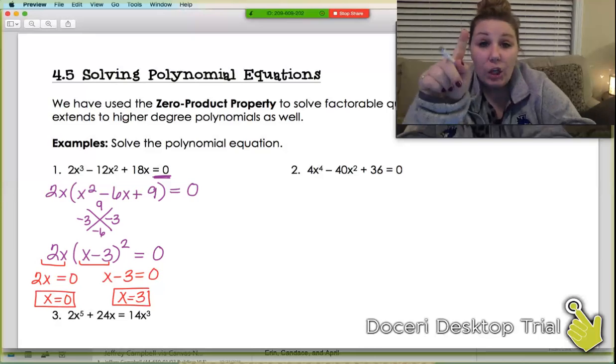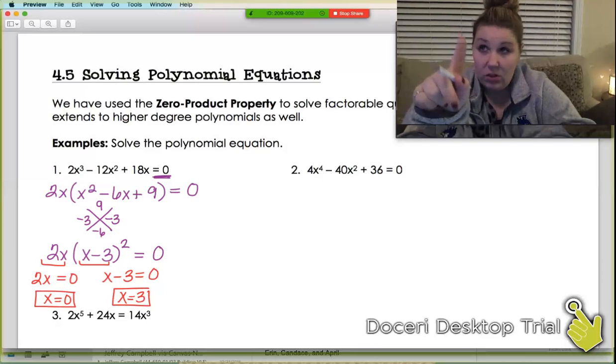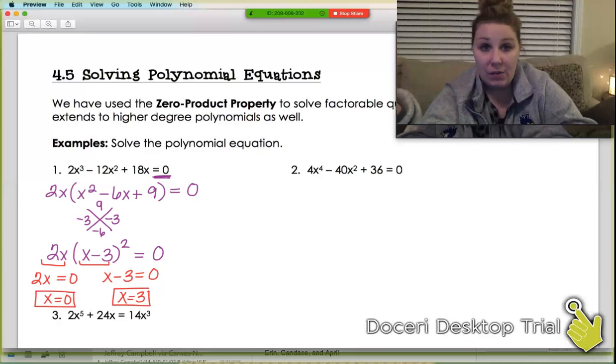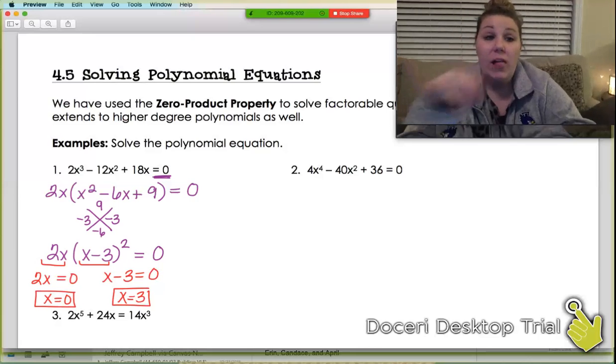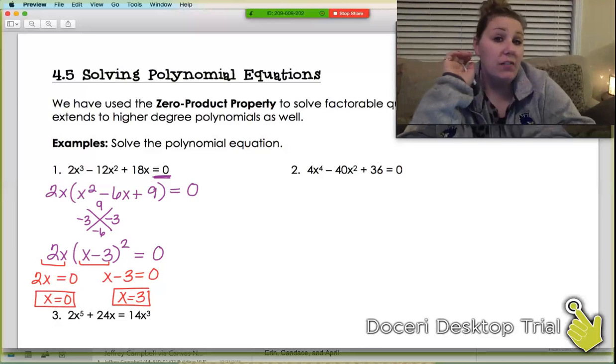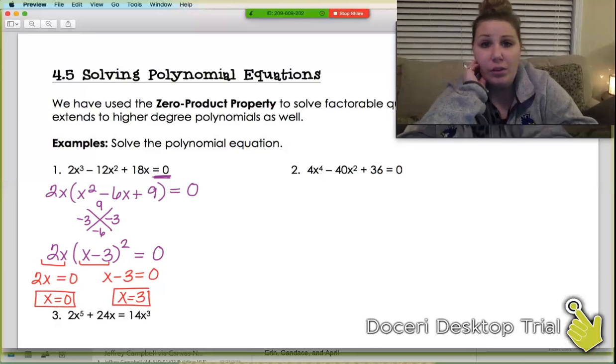So the only new part here, the only thing we've added since taking the quiz yesterday, is the stuff in red. Once you get it factored, every single factor is going to give you a solution as long as it has a variable in it.